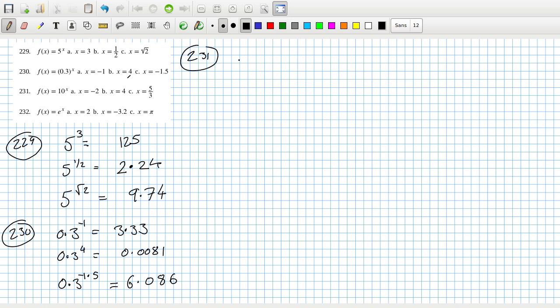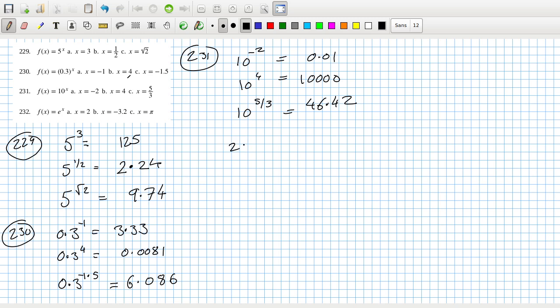Okay, 231, 10 power minus 2, 10 power 4, and 10 power 5 over 3. Well, 10 power minus 2, that's 0.01. And that's 1, 2, 3, 4. And then that is 46.42. Which is correct.